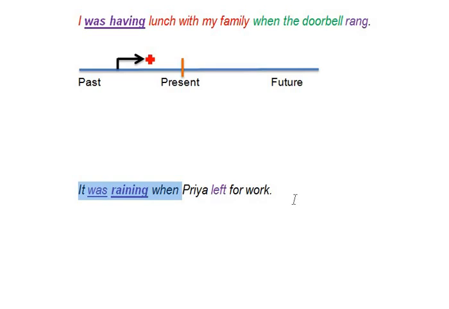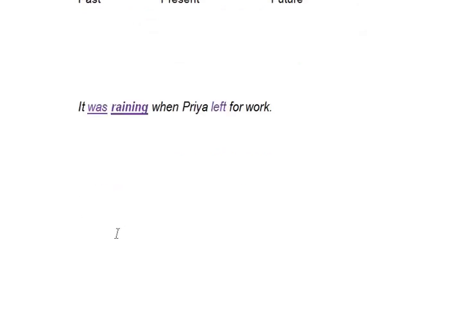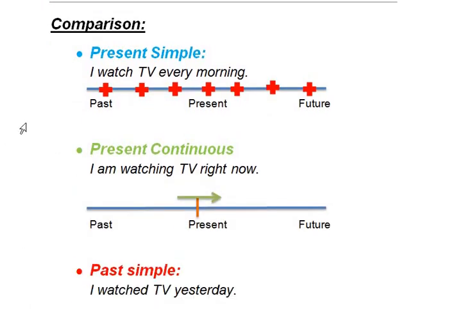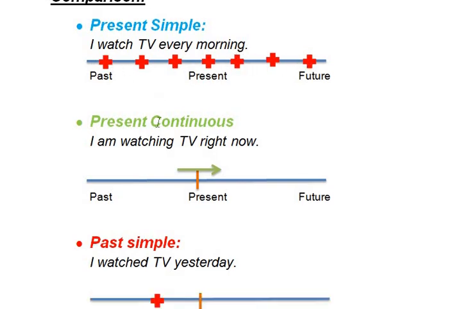Now, one more example. It was raining when Priya left for work. Here Priya left for work is nothing but the finished action. That's why this is in simple past tense and this is in past continuous tense. This is an unfinished ongoing or continuous activity. Now we will look at a comparison among all these four forms. First one is present simple. I watch TV every morning, as you see in the timeline. So this is a regular activity. So past, present, future, always this activity appears.